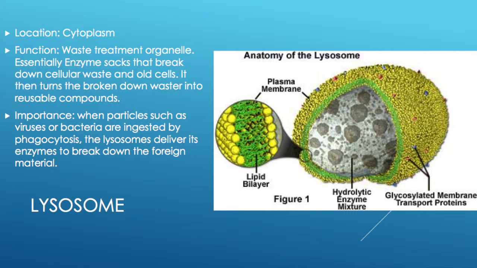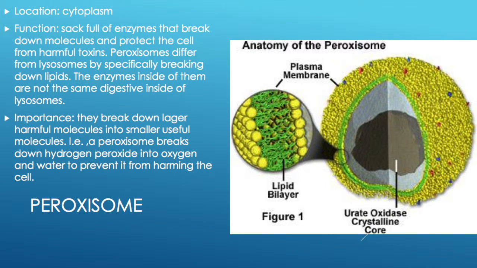Now moving on, the next portion is a peroxisome, which is essentially the same as a lysosome, but they're both special in their own ways. The difference between a peroxisome and a lysosome is that peroxisomes break down larger harmful molecules into smaller useful molecules. An example of a peroxisome doing its job is that in the cell, it will break down hydrogen peroxide into oxygen and water to prevent it from harming the cell.